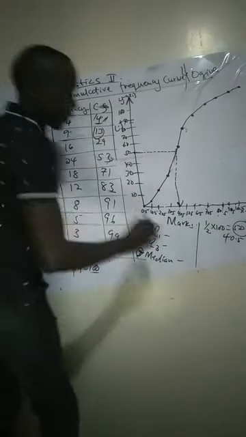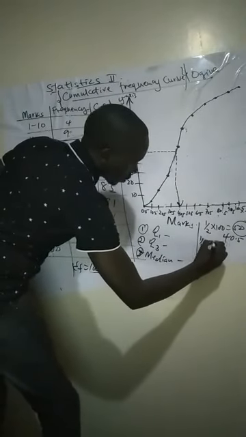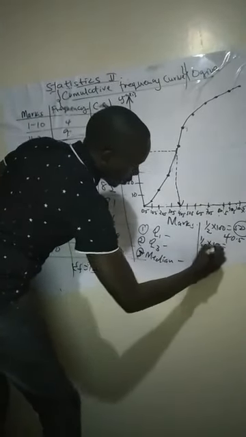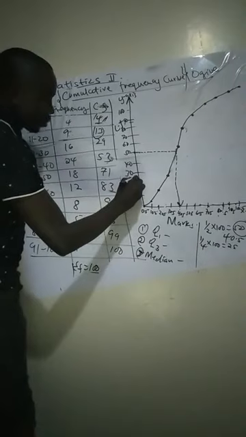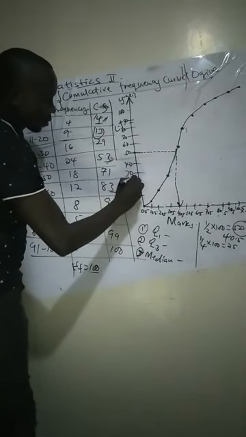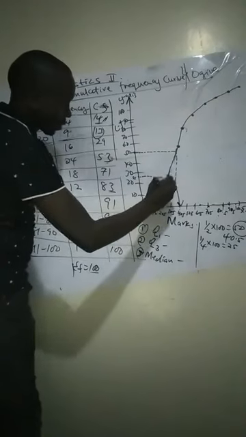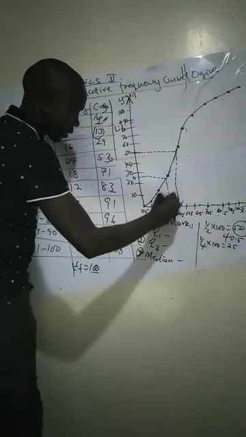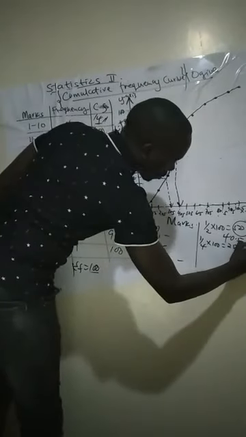That is the median. How about Q1? Q1 is a quarter of 100. That should give us 25. So where is 25? 25 is somewhere in between here. So 25, your ruler again, move along that line, then move along that line, you read the value there. So Q1 should be 30.5.